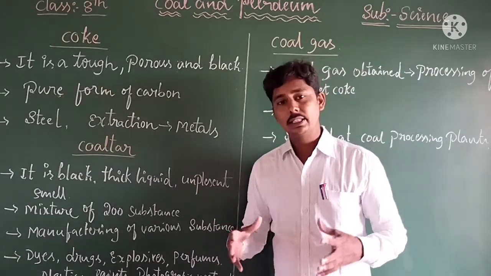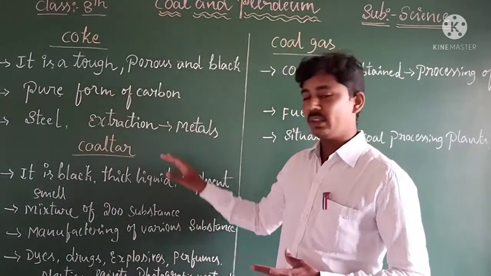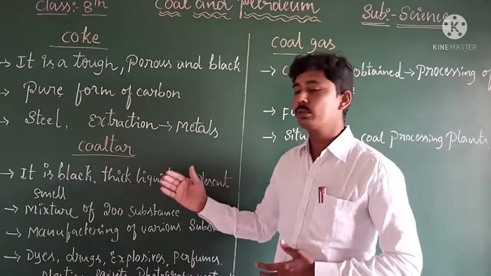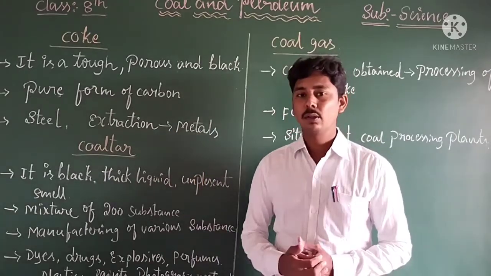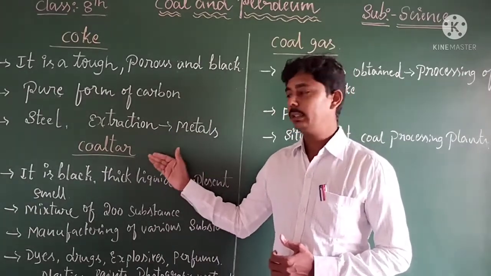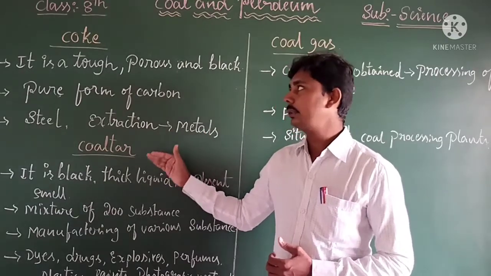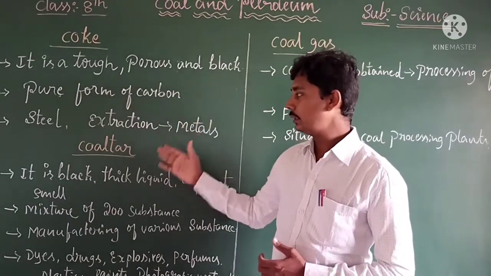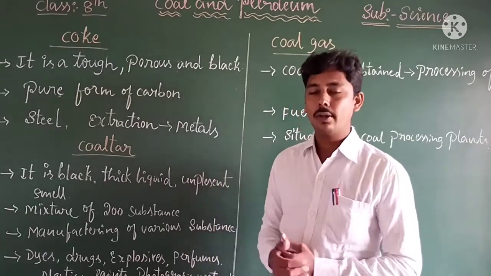Some insecticides are also obtained from coal tar. Okay, these are the uses of coal tar. This is one of the useful products of coal, and this is the second type of useful product.